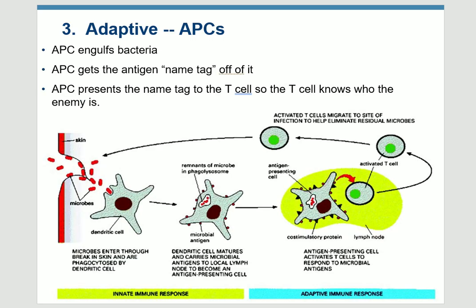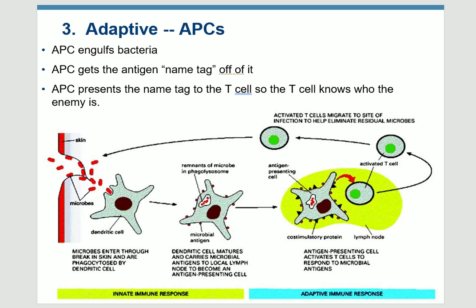Let's talk about APCs real fast. Antigen-presenting cells. So these bad boys, they engulf the bacteria. They get the antigen name tag off it, and they give that name tag to the T cell so that the T cell can read it. They know who the enemy is. Now the T cell can get ready for battle. So the APCs are the scouts.